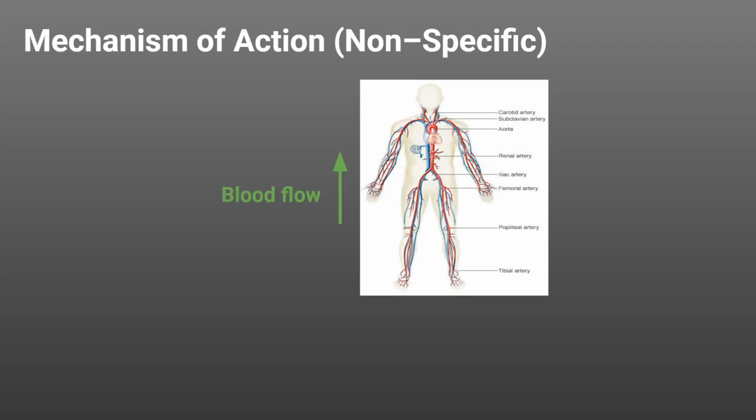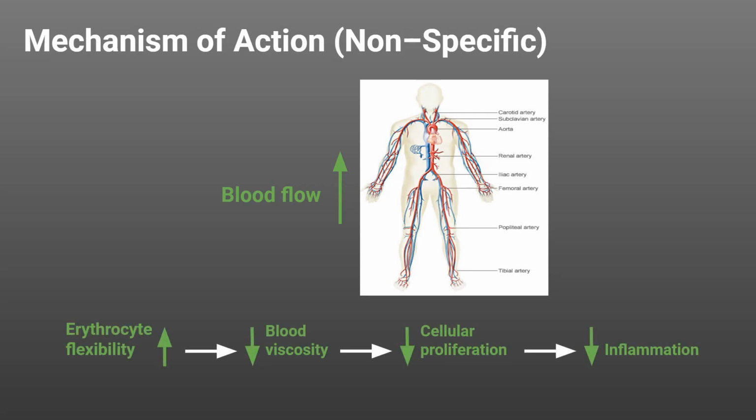Non-specific phosphodiesterase inhibitors, as suggested by the name, don't have a specific function, and their pathways aren't entirely understood. However, they're known to enhance blood flow to the peripheries by increasing erythrocyte flexibility, which decreases blood viscosity, decreasing cellular proliferation, and ultimately decreasing inflammation. An example of a non-specific phosphodiesterase inhibitor is theophylline.